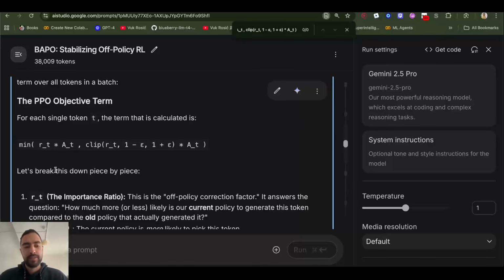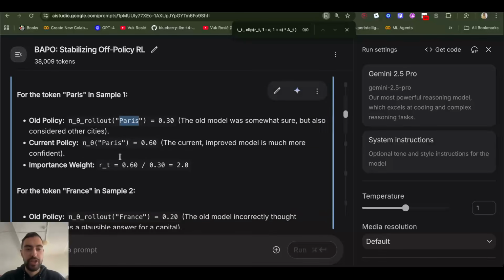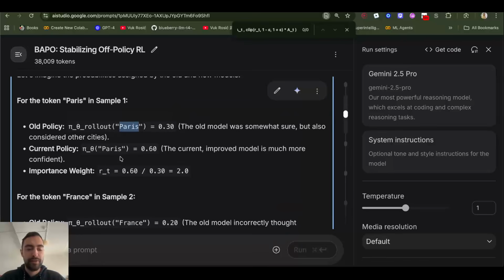But before I summarize the importance ratio again, I will say that the advantage number is the same for every token in the entire sequence. So advantage depends on how much this entire answer was better than the expected answer. So it's the same for the entire answer, entire sequence, same number. But the importance ratio is actually different for every token. It's like how much this token the model thought was likely before. Let's check the importance ratio for our two new examples, France and Germany.